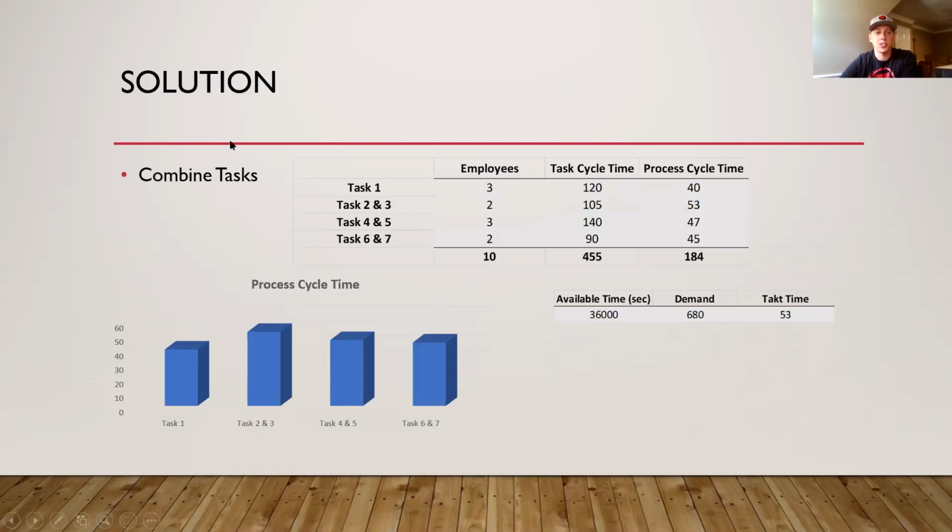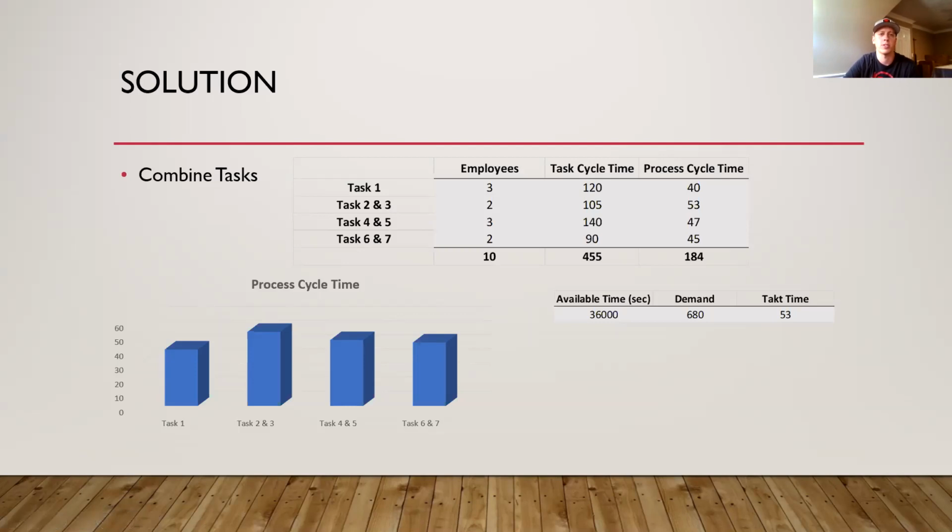So my solution is to simply combine tasks. I know it sounds maybe a little bit too easy, but I truly think this is really all that needs to be done. So I propose that we combine task number 2 and 3, 4 and 5, as well as 6 and 7, right? That reduces our total number of tasks from 7 down to 4. And by doing so, we're then able to disperse our workforce and put more employees in certain tasks as needed in order to ensure that our task cycle time and process cycle time are still manageable.